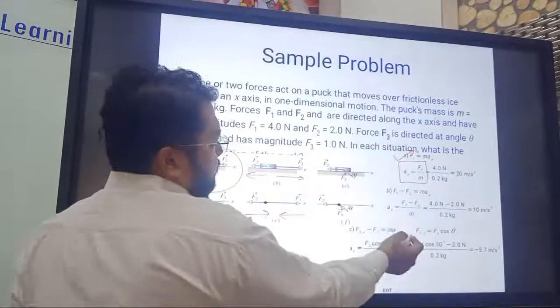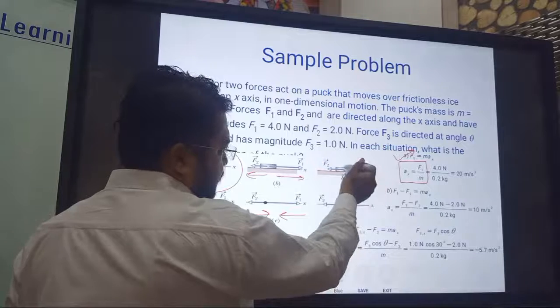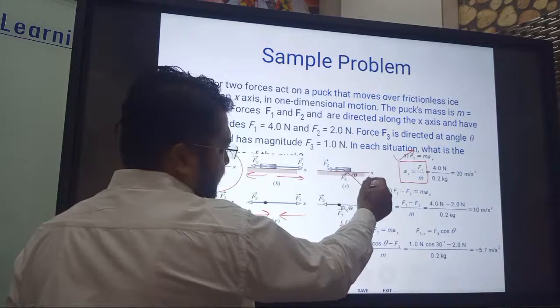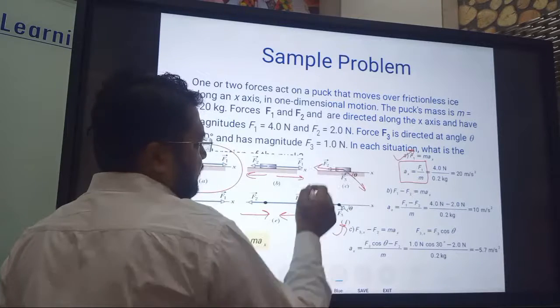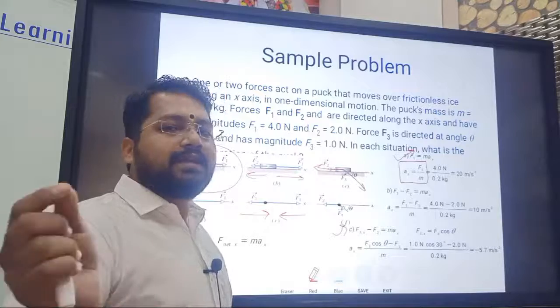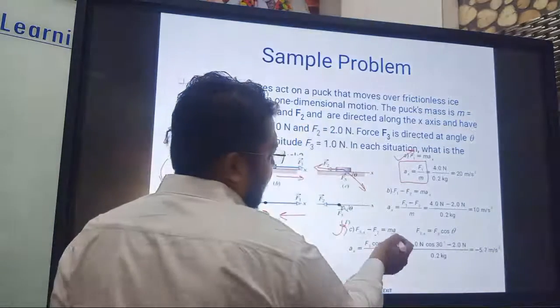So third, we are talking about this case F3. Here one force is here and one force is here, right? You can see this is F3 and this is F2. Even if it changes by a slight angle, it will still be minus. So here F3 minus F2 equals ma.